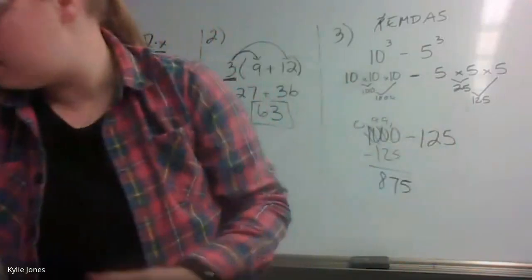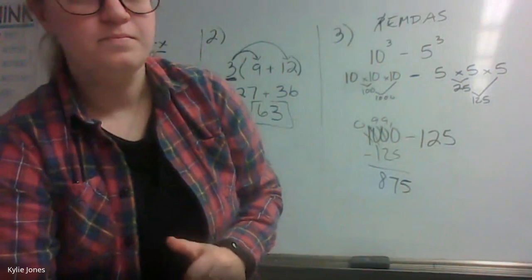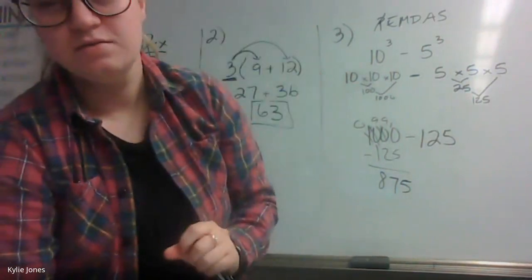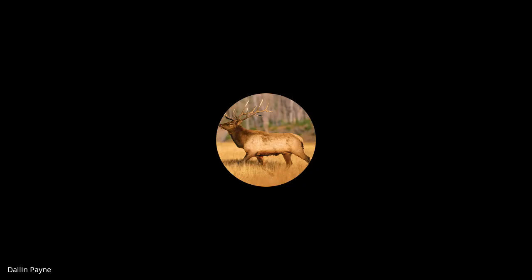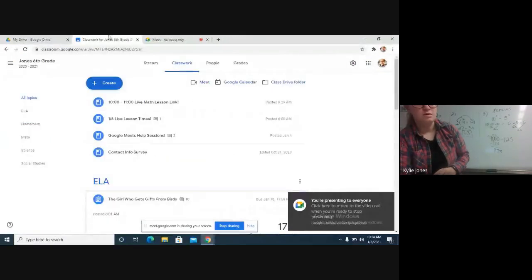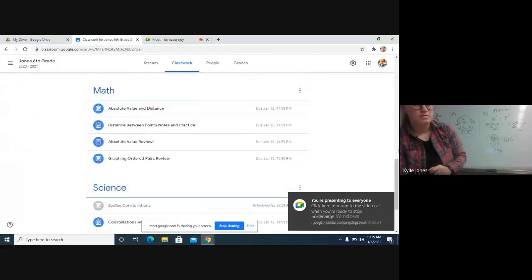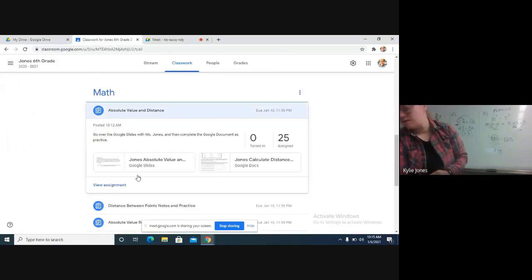I think our assignment posted. Let's see. We have some practice stuff to do. So I'm going to share my screen. It posted. Good. So in Google Classroom, under Math, we should have a new assignment that's called Absolute Value and Distance. We're going to start on the Google Slides and just talk through a couple of things.